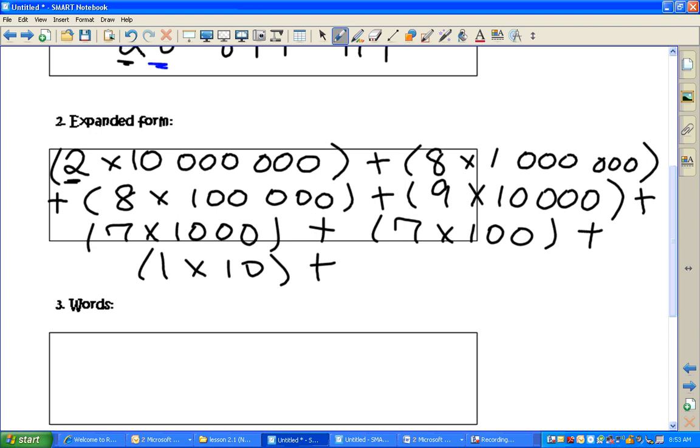Okay, and we're done. Yes, expanded form takes a long time. Would I ask you like 10 questions about this on a test? No, because it takes a long time, right? You just have to be careful.